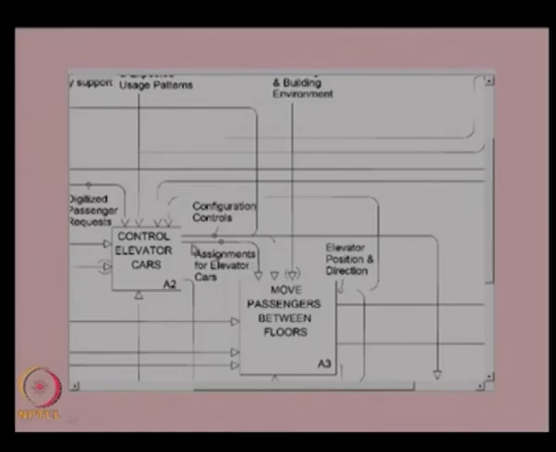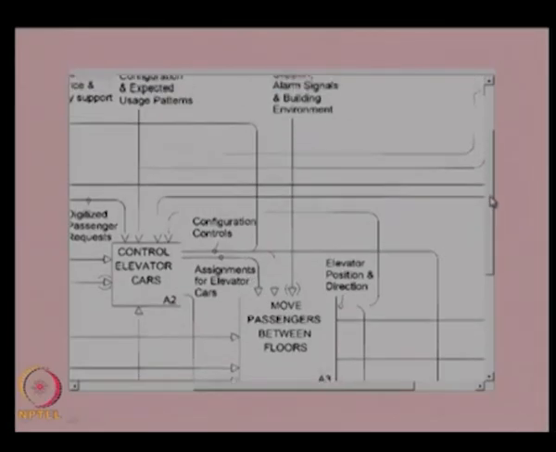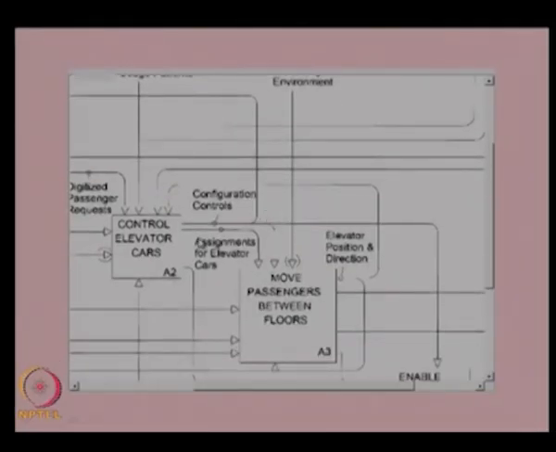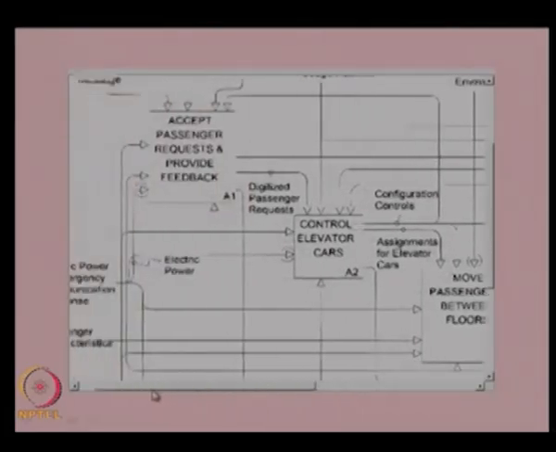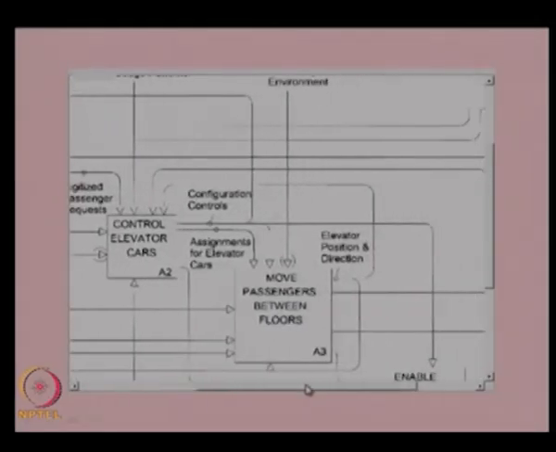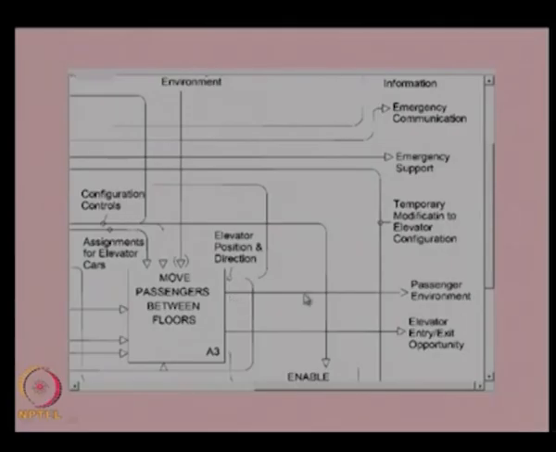Here one input is the elevator car assignment, the other is the building and environment, depending on the structural support, alarm signals and other inputs. That input will also be processed along with the configuration control inputs, plus you will be getting other input like electric power, emergency communication and passenger characteristics. All these will be processed in this function called move passengers between floors, and then you will have the passenger environment as the output and elevator entry exit opportunity as output from the A3 level function.